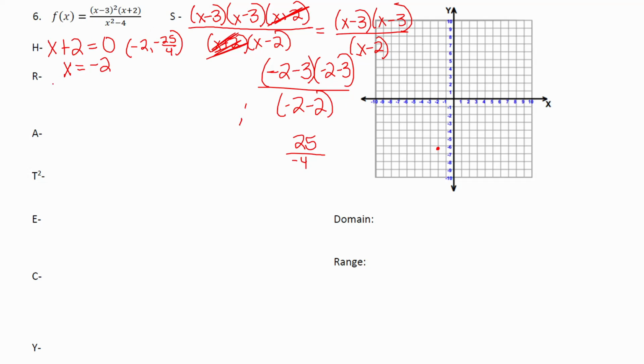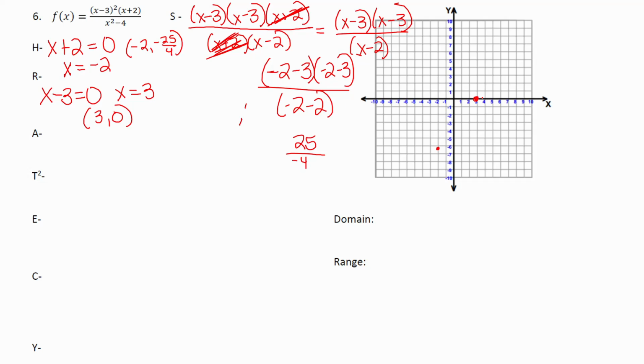So with our R, remember R stands for roots, which means we need to find our x-intercepts. So to find my x-intercepts, I am going to set the numerator equal to 0. So I'm going to set x minus 3 equal to 0. I'll get x equals 3. I'm going to write an ordered pair because it's an x-intercept. 3, 0. And over on my graph, I'm going to put a little dot there.